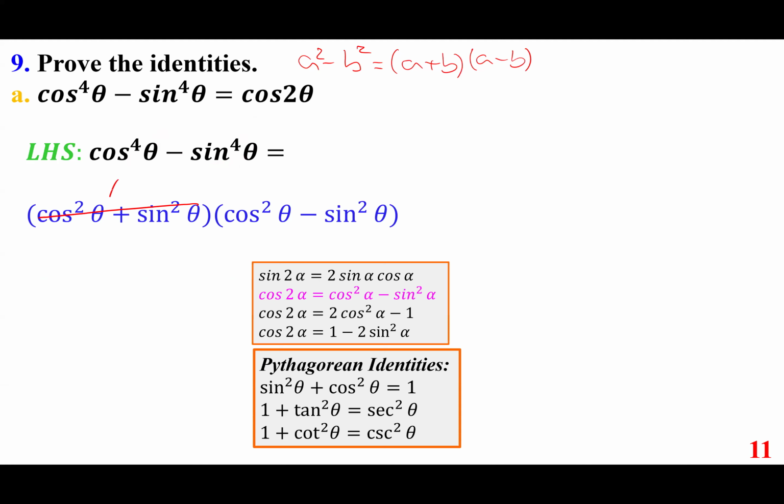Cosine squared and sine squared, they add up to 1. So they have no bearing. So it's the second parenthesis, cosine squared minus sine squared. Cosine squared minus sine squared is cosine of double angle. In this case, cosine of 2 theta. And that's the proof.